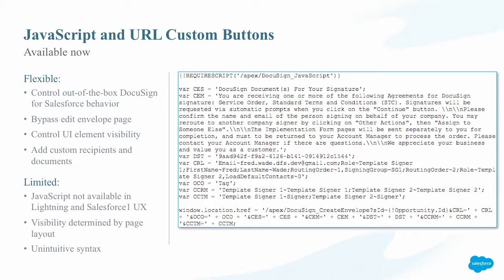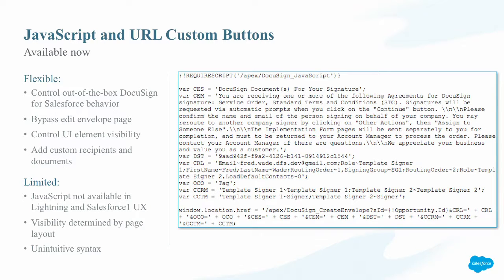We also have custom buttons. Currently, we support JavaScript and URL custom buttons. These are very flexible, so you can control the out-of-the-box DocuSign for Salesforce behavior. You can set the UI element visibility. You can completely bypass the Edit Envelope page. You can add additional documents, recipients. You can add recipients from related lists.